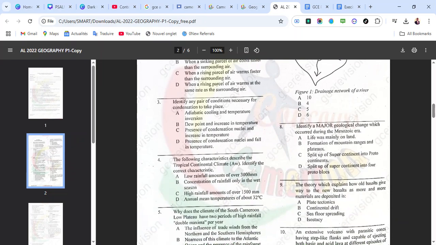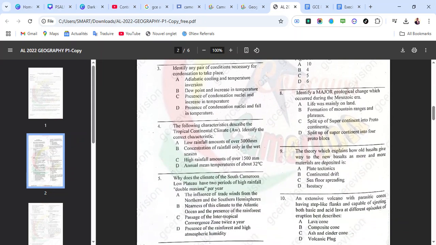3. Identify any pair of conditions necessary for condensation to take place. Correct answer is B, which is dew point and increase in temperature. The following characteristics describe the tropical continental climate. Identify the correct characteristic. Correct answer for 4 is B, which is concentration of rainfall only in the wet season.